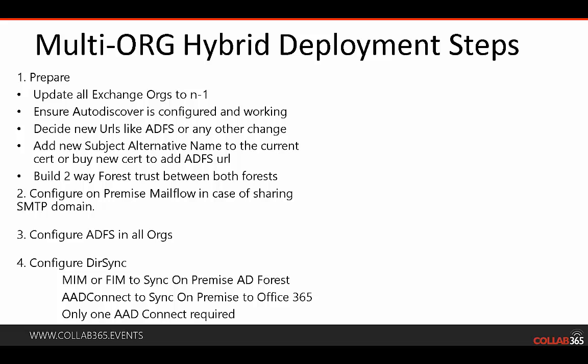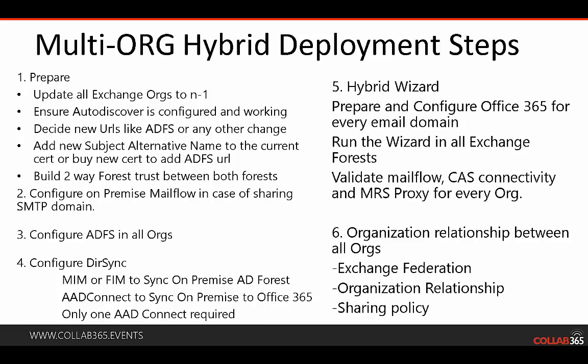Configure ADFS in all orgs so that they can use the federation. Then configure DIRSync, MIM, FIM between the organizations, which might be already there. Then configure the AD Connect server, which will synchronize on-prem to Office 365 directories. Only one AD Connect server is required. So in the fifth step, hybrid wizard, prepare and configure Office 365 for every email domain. Run the hybrid wizard in all Exchange forests. Validate mail flow, CAS connectivity, MRS proxy for every organization.